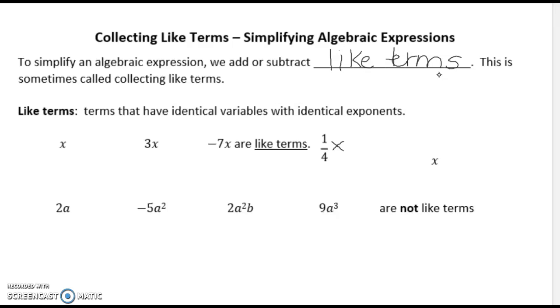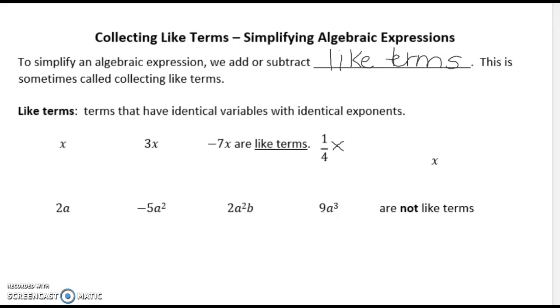So like terms are terms that have identical variables with identical exponents. If we notice here, x to the 1, so there's just a 1 in front of it, so it's 1x. This is 3x. This is negative 7x. This one right here is a quarter x. Okay, all of those are like terms.